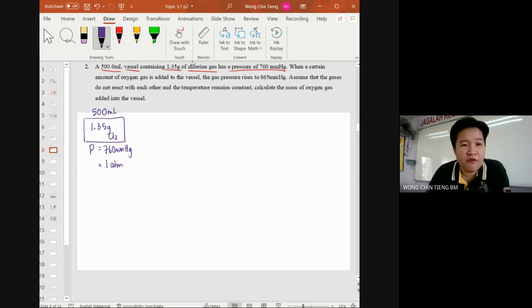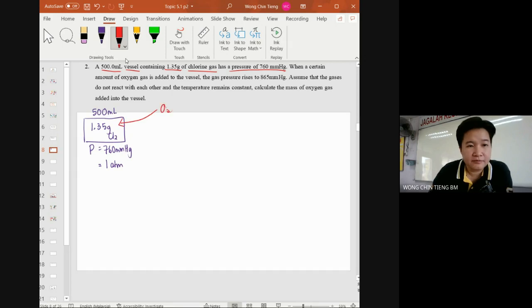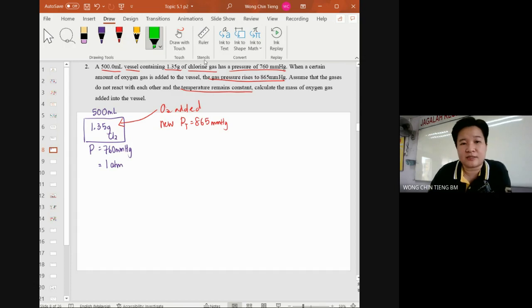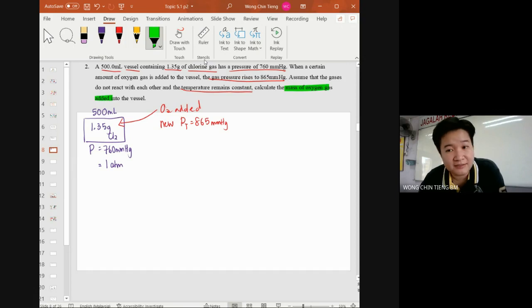When a certain amount of oxygen gas is added to the vessel, the pressure rises. The new P total is equal to 865 millimeter mercury. Assume all the gases are not reacting with each other, bermakna oxygen remain oxygen, chlorine remain chlorine. Temperature remain constant, T is constant tapi dia tak bagi tahu. Soalan tanya satu benda je, mass of oxygen gas. So the question is asking for the mass of oxygen gas that is added into the container.